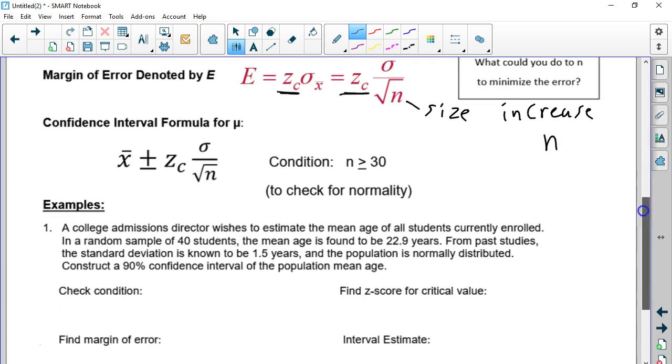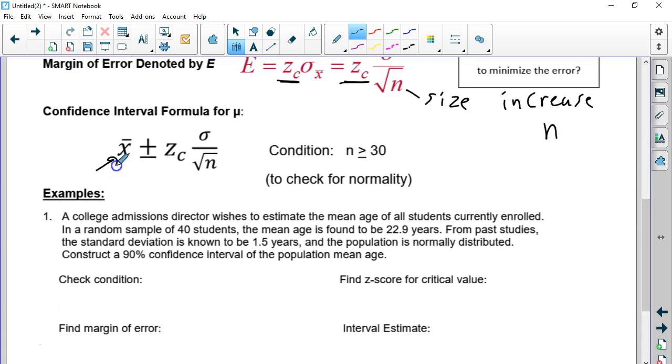It's very simple. Here's your point estimate, your mean. You do plus or minus the z-score. That's going to be one of those three, 1.65, 1.96, or 2.58, times the standard deviation divided by the square root of our sample size. All right? And remember, we want to have at least 30 in our population to be normal.